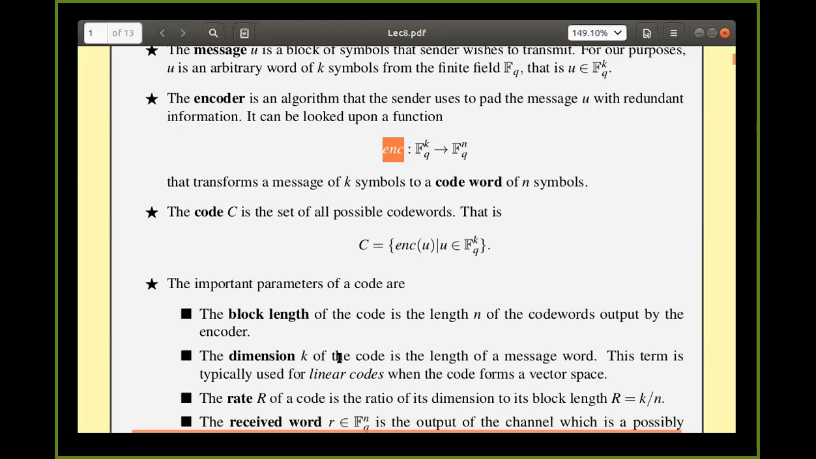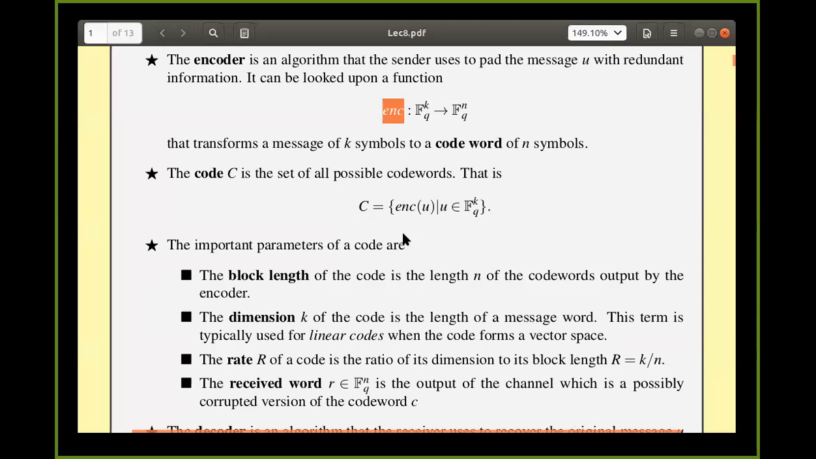The important parameters of the code are the block length and the dimension of the code. If the code is a linear code, then dimension plays a role. Otherwise, there is no concept of dimension, so this term is typically used for linear codes. The block length, the length of the code, is n, meaning the words are in F_q^n. The rate of the code is k by n. This applies to linear codes; otherwise, we take log of M base q.